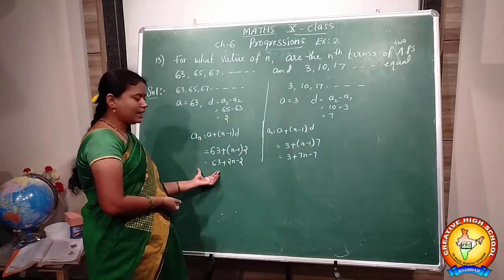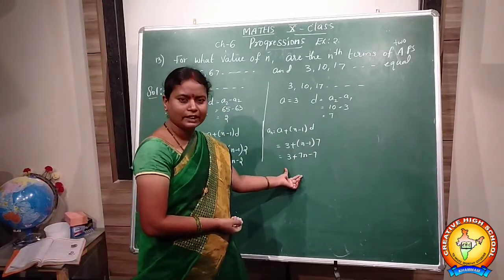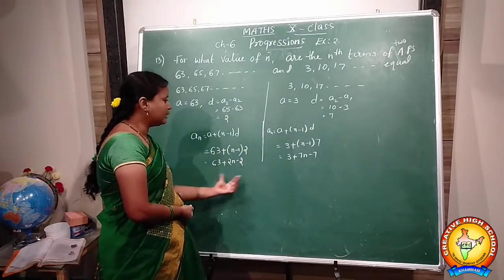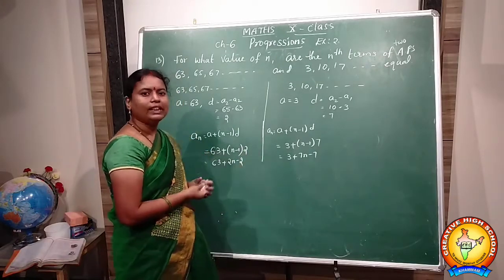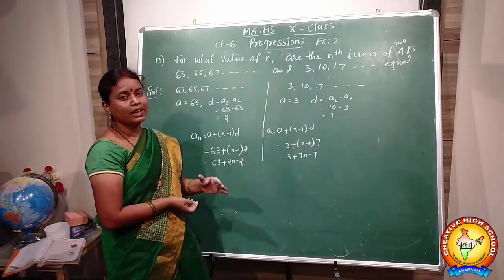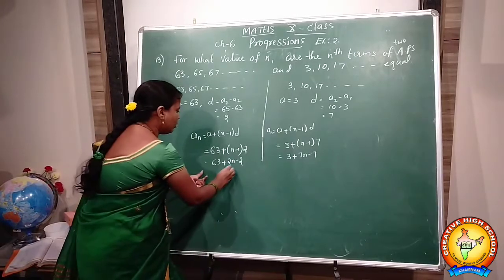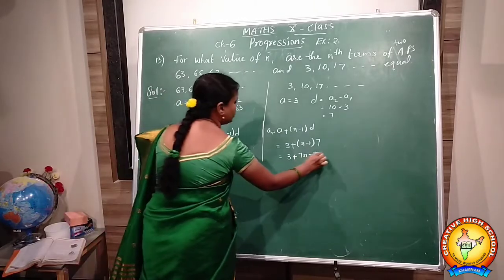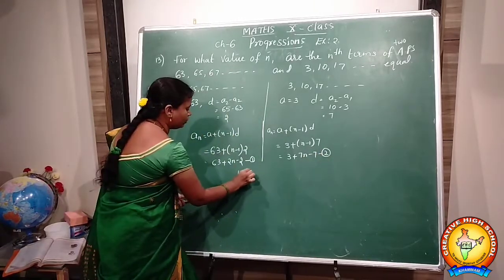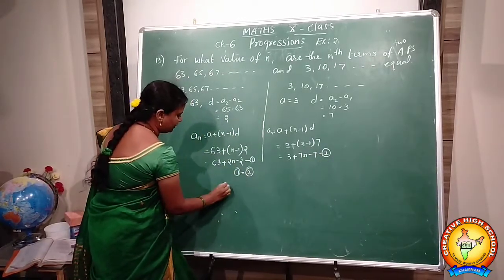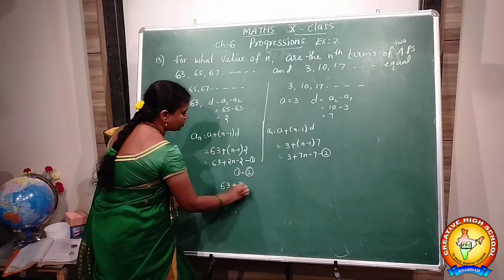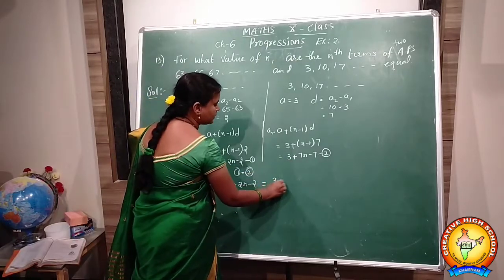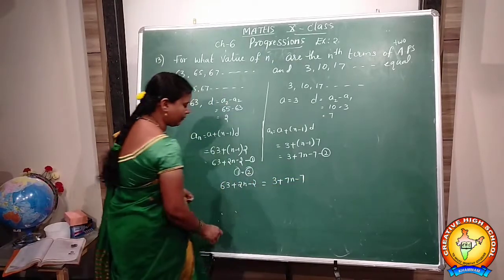Now, here we are taking two series in AP. In this nth term and in this nth term, they will become equal. So when they become equal, that we have to find here. So these two are equal. Let us take this as 1 and this as 2, so 1 is equal to 2. Okay. See, 63 plus 2n minus 2 is equal to 3 plus 7n minus 7.